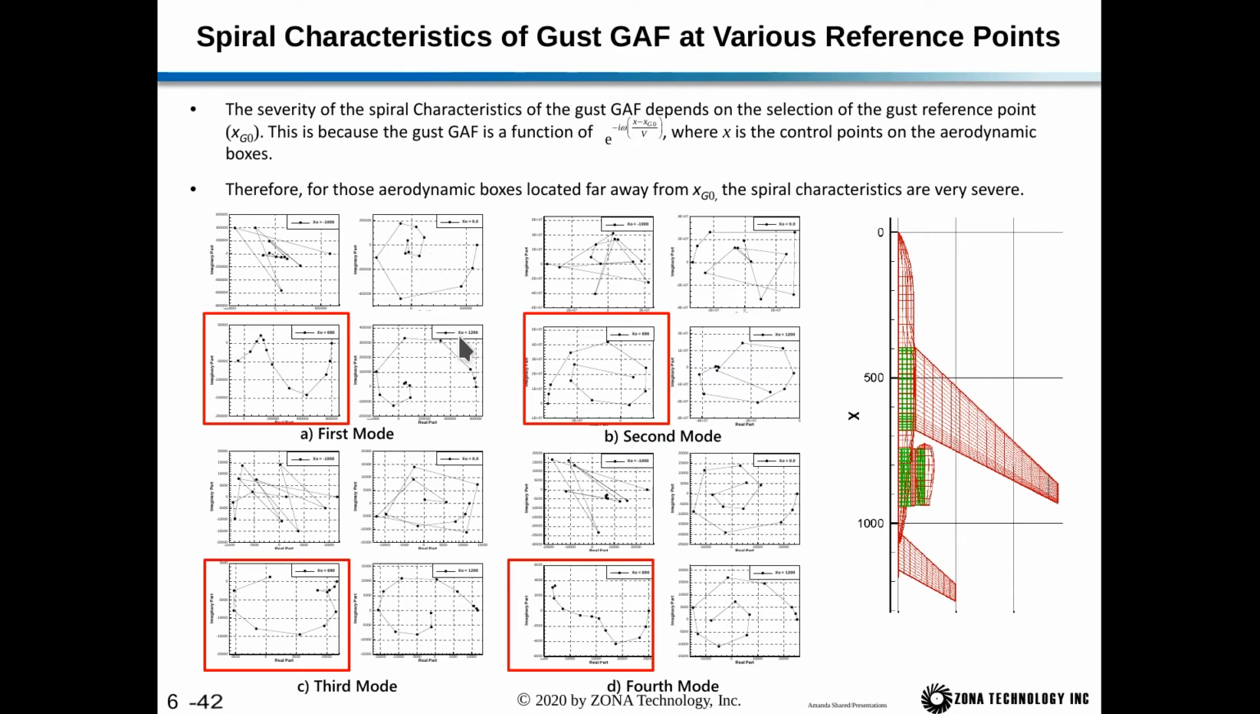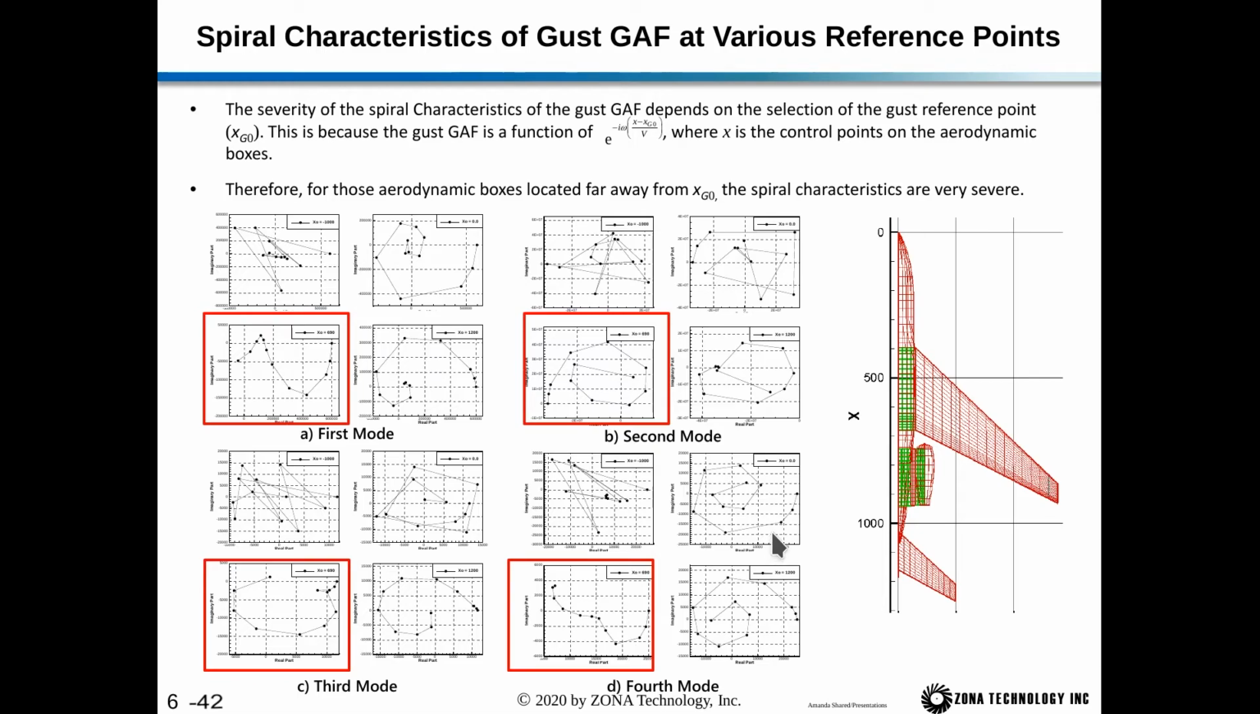In the same fashion, if we choose an xg0 of 1200, so that's back here, we also get a spiral. Now if we choose an xg0 of minus 1000, which is way up here, the spiral is so severe that we really can't even see it. It goes something like that. So we would actually need more reduced frequencies here to actually see this spiral. And obviously this is going to be very hard to fit for the RFA. And we have the same illustration for the second mode, third mode, and fourth mode.